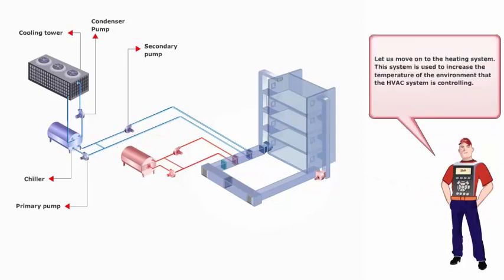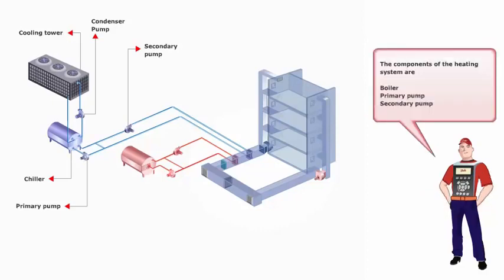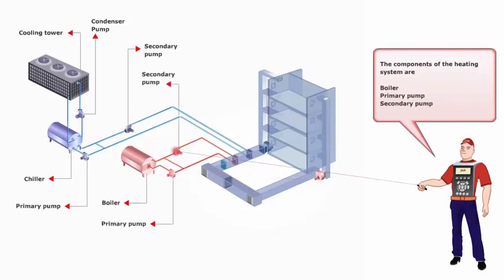Let us move on to the heating system. This system is used to increase the temperature of the environment that the HVAC system is controlling. The components of the heating system are boiler, primary pump, secondary pump.